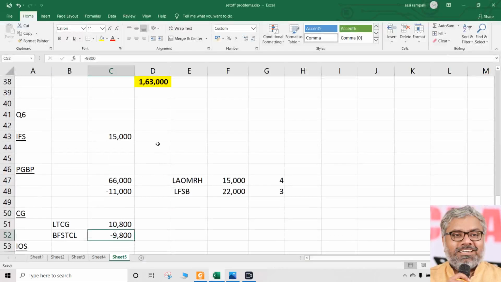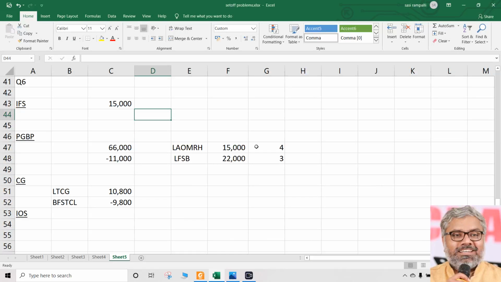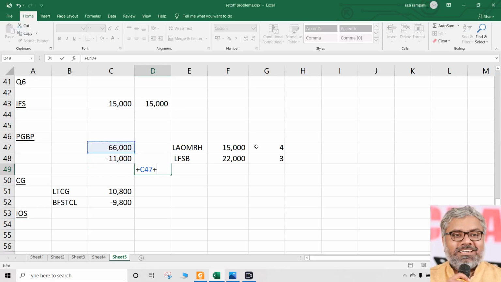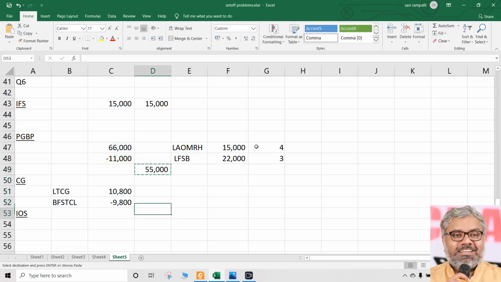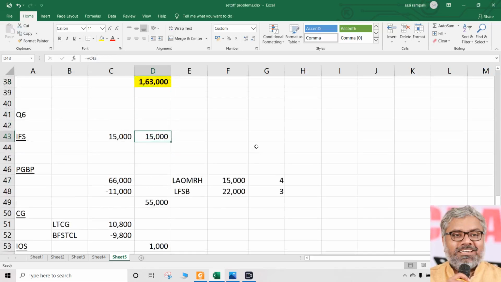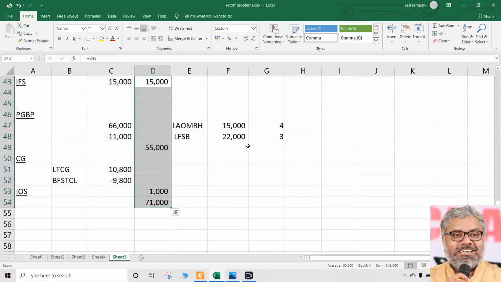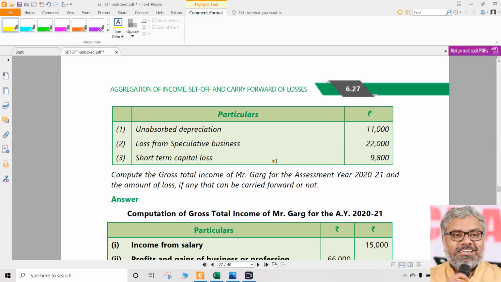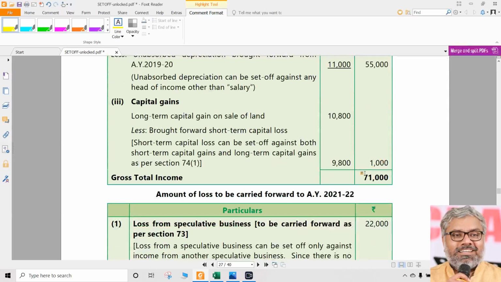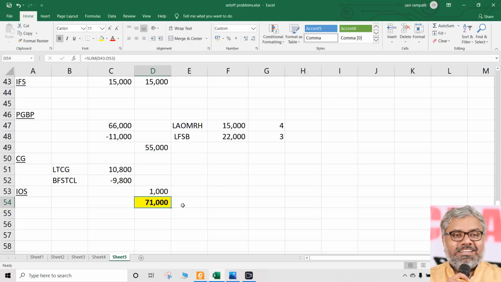So finally, what are the amounts going to the outer column? Just salaries, no adjustment. Here we have these two items. Add these two, then we have 55,000. Then also add these two here. We have this. So finally, what is going to be the total income or gross total income of this particular assessee? That is supposed to be 71,000. That is the gross total income of the assessee.